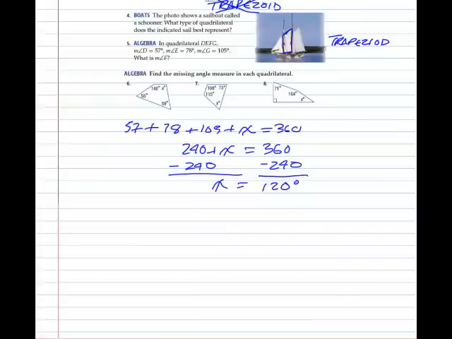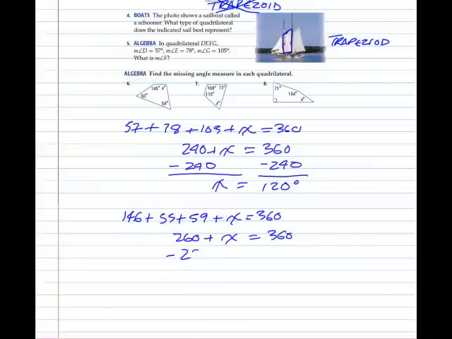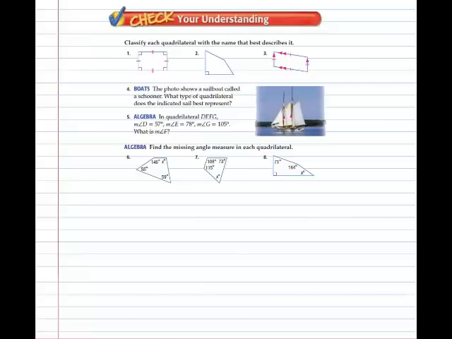Let's see if we can throw number 6 on here as well. We have 146 plus 55 plus 59 plus X equals 360. We combine all those like terms again and we get 260 just like we did in one of our earlier examples. We undo the addition with subtraction. We subtract 260 from both sides. X then equals 100 degrees.